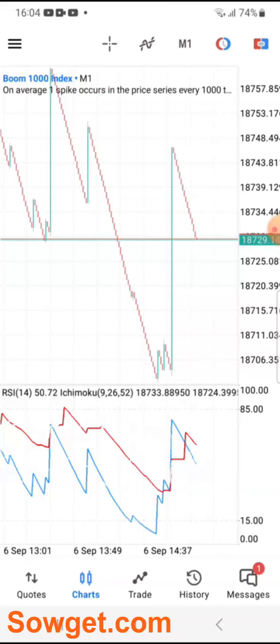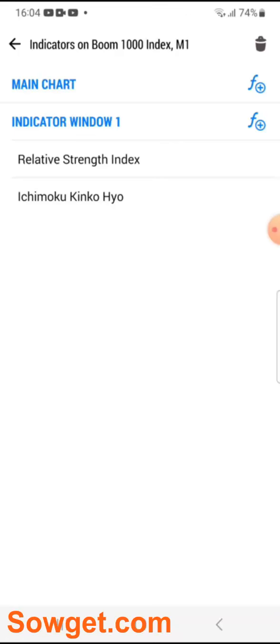If you come to the indicator icon here, you can see the first indicator is called the Relative Strength Index, and the other one is Ichimoku. Those two indicators are what we are going to combine to get a very powerful system to be able to detect the boom and crash spikes just before they occur.